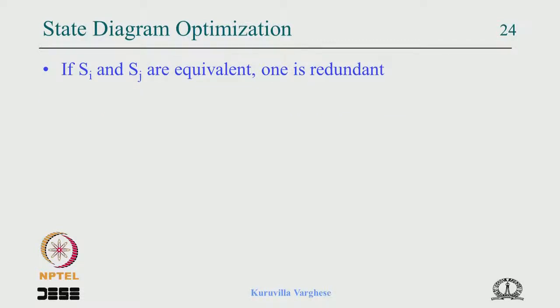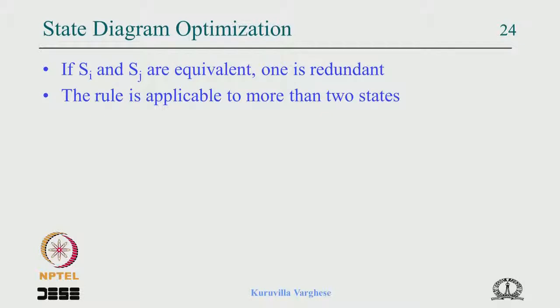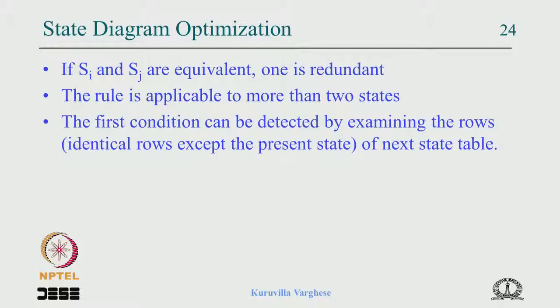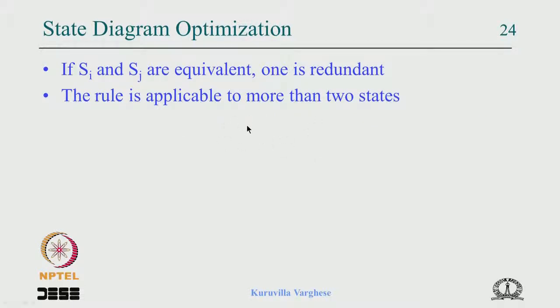When we formally state it, we talk about two states, but three states can be identical under the same kind of condition. Now how to detect this? Like in a state diagram, if there are 32 states spread across an A3 sheet, you put a finger on one state and keep the other finger on all the other states, and you have to do all the combinations. It's a very laborious job. So on a state diagram it is very difficult to do that.